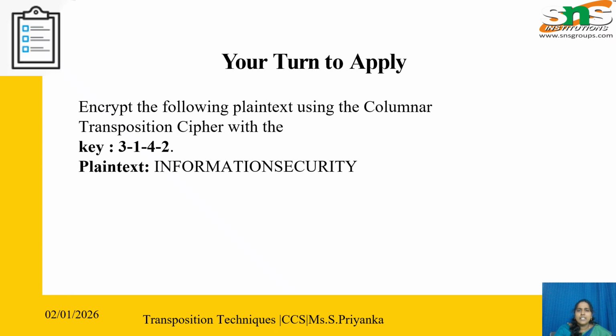Now let me give an example so that you can solve it. We have to encrypt the following plaintext using the columnar transposition with the key given, which is 3142, and the plaintext which I have given is information security. For this information security, using this key, we have to find the ciphertext.